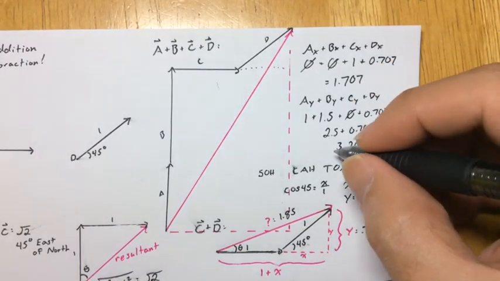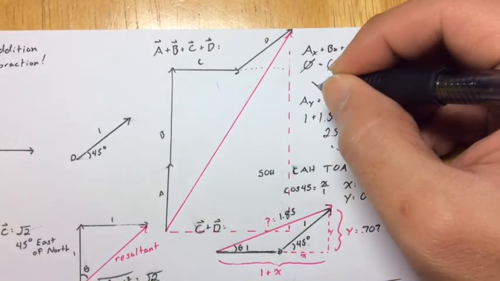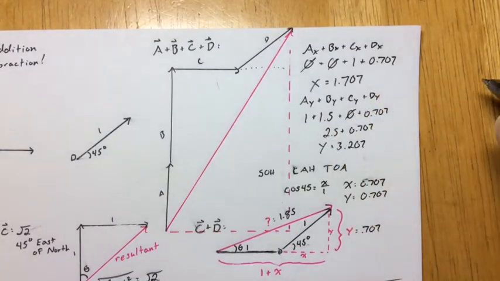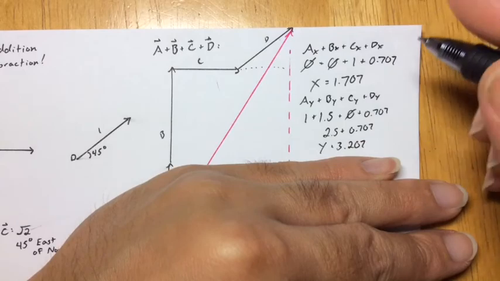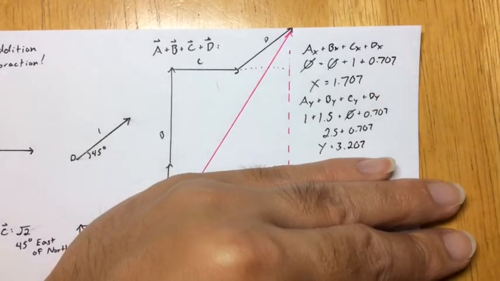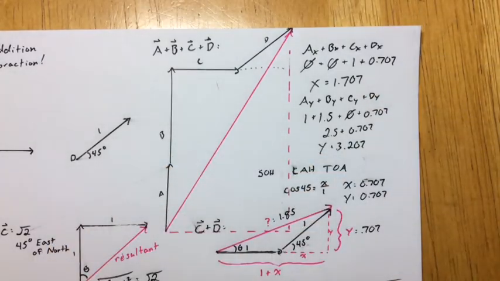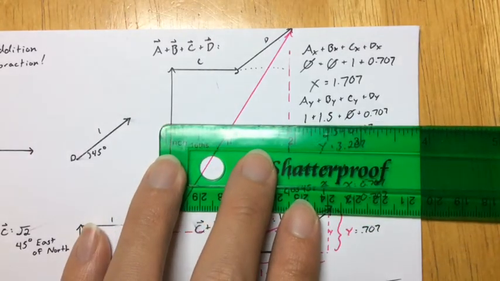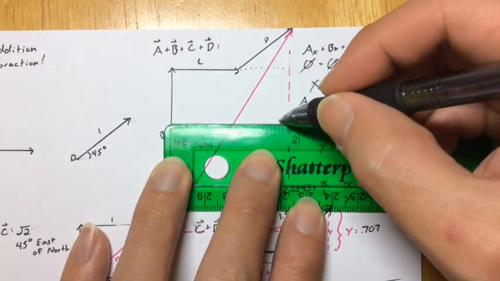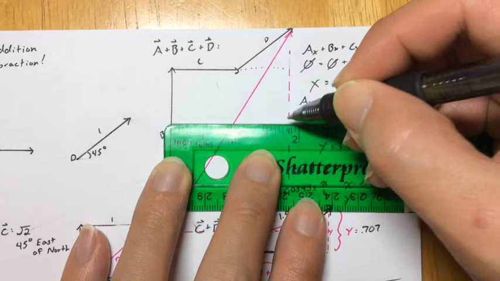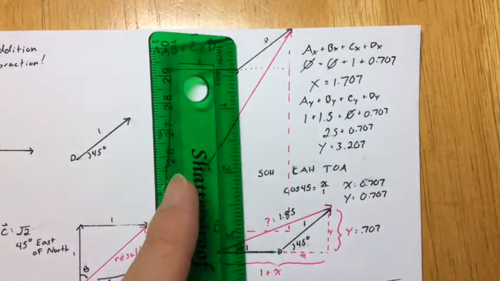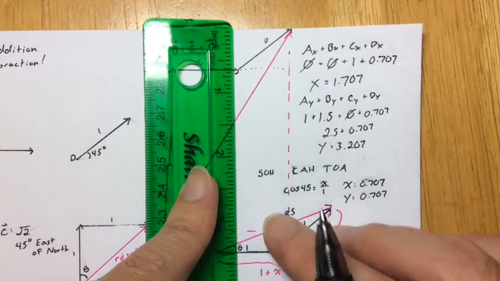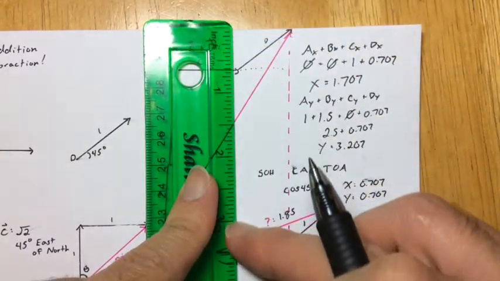Good stuff. So the total in the x is this, the total in the y is this. The total to the right we went was 1.707. We can double check with my ruler. The total we went to the right is 1.707. That's about right. And then the total up that we went was 3.2, and that's going to be right about there, and that's exactly right. So this whole side is 3.2.